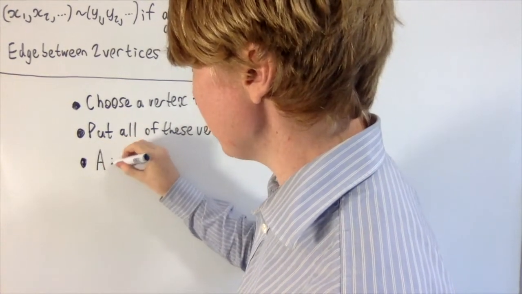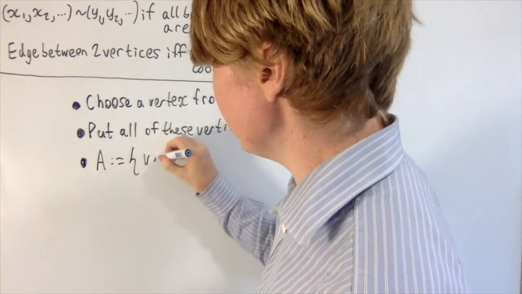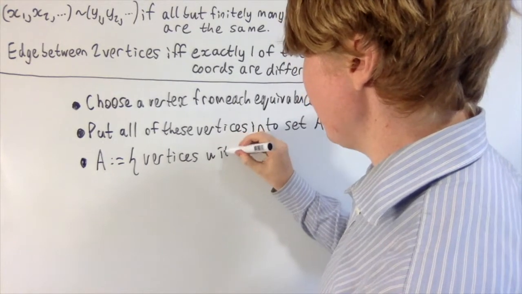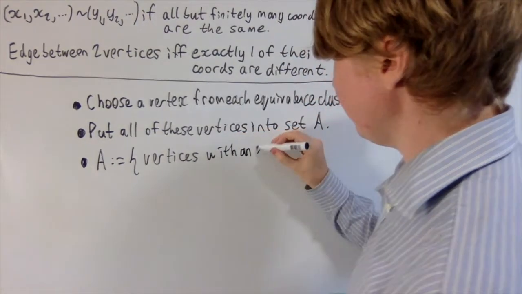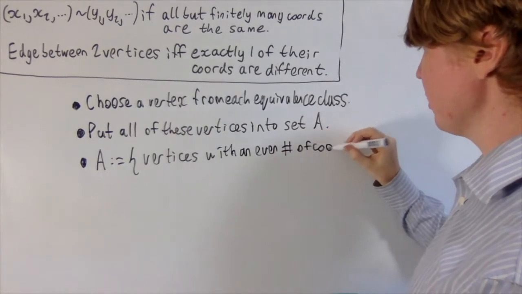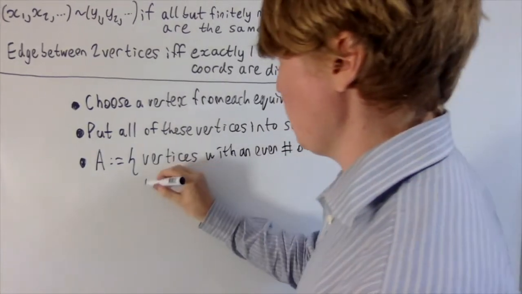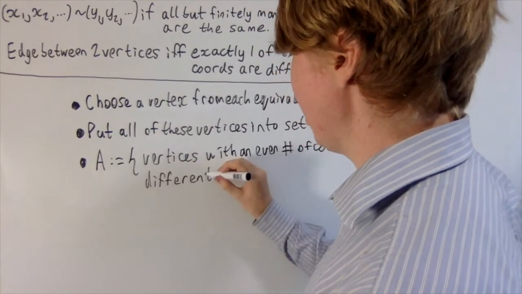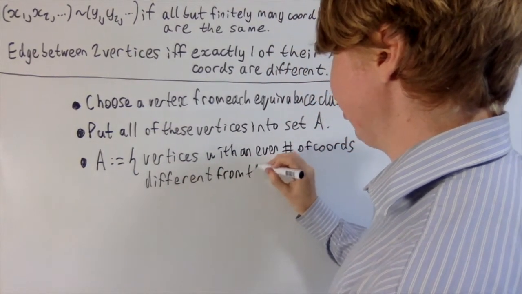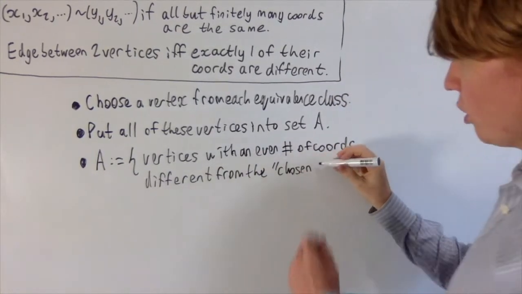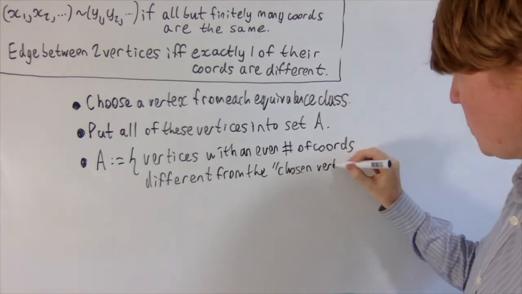And then what we're going to do next is we're going to define A as the set of all vertices with an even number of coordinates different from their chosen vertex in their equivalence class. So I call this the chosen vertex, the one that we've already chosen from each equivalence class.